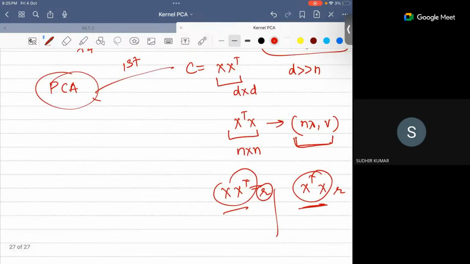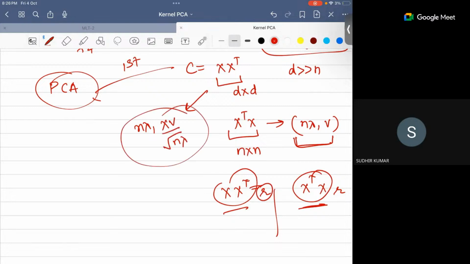With the help of that concept I came upon one formula: if for x transpose x I'm able to calculate the eigenvalue and eigenvector much more easily, and that was n lambda and v, I also proved that for x x transpose the eigenvalue will be n lambda, and only the eigenvector will change, and that eigenvector will be x transpose v upon root of n lambda. This will become the eigenvector and this will become the eigenvalue. So we dealt with this problem.